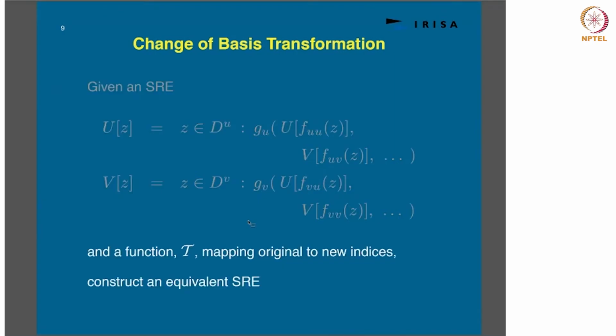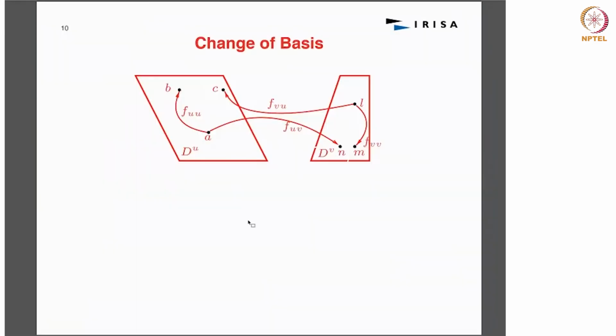Okay, we are given this equation and we are given a function T. This is that transformation that I was talking about. It takes a rectangle and makes it into a parallelogram. That is the mapping of original to new indices. And my job is to construct an equivalent program representation in the form of a system of recurrence equations. Okay, here is a pictorial view of what I want to do.